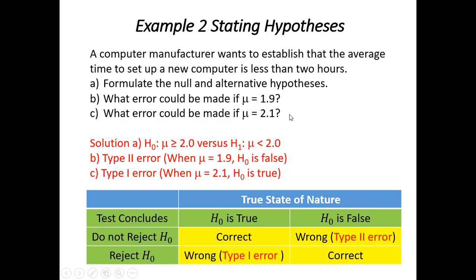On the other hand, if the true mean is 2.1, now looking at these hypotheses, we see if the true mean is 2.1, then the null hypothesis is true. So we could look down this column, and if we're trying to figure out what type of error can be made, you could see that is a type 1 error.